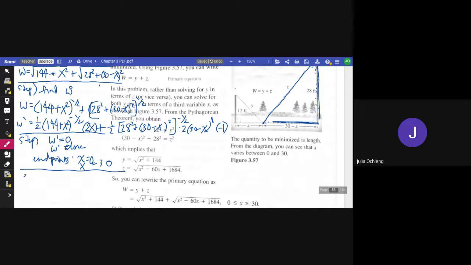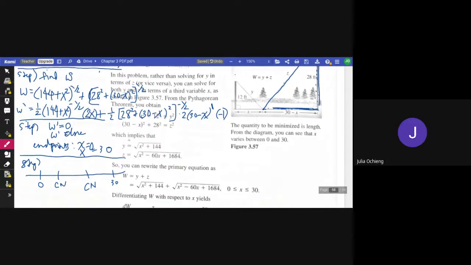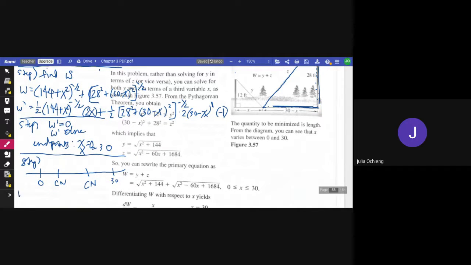The next step is I'm going to set up a number line, including x equals 0, x equals 30, and then wherever the derivative equals 0 or does not exist. So the critical numbers. I'm looking for when this is minimized. So I'm going to plug in W of 0, find out what the wire length is in that case. Then W at this critical number for x, and then find the value of W when x equals 30.